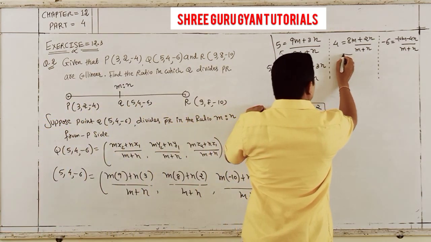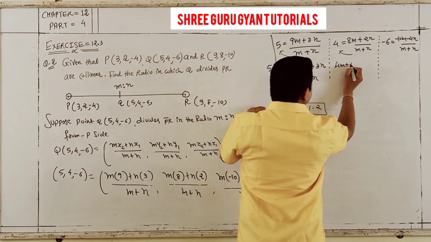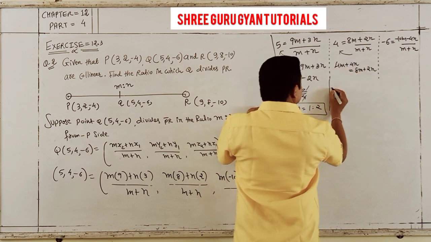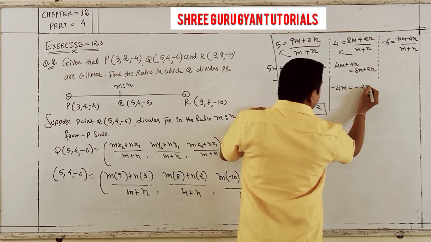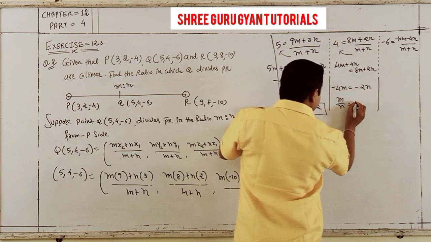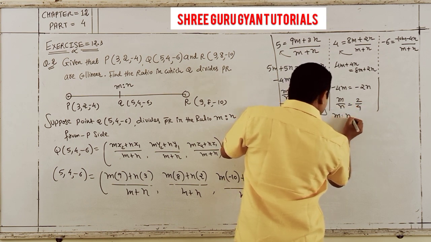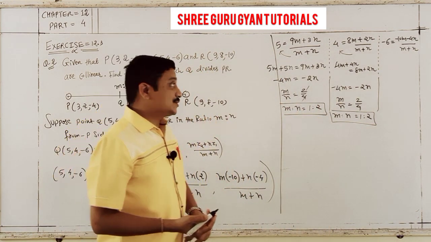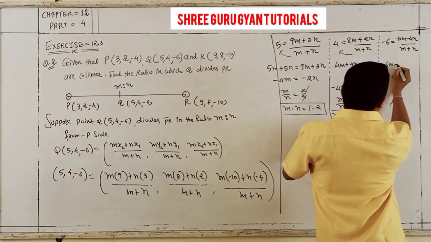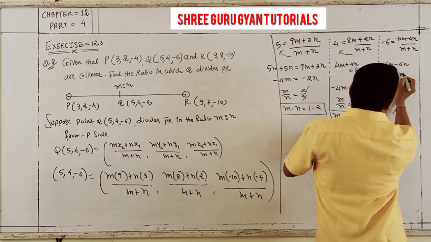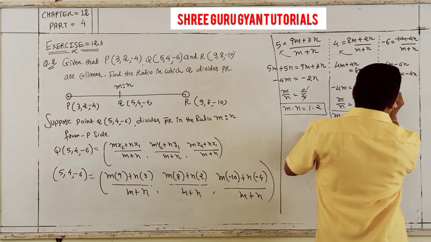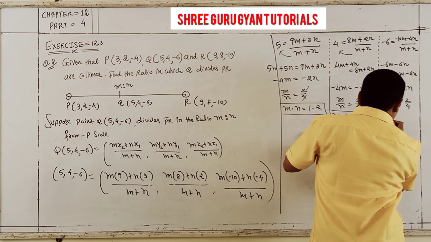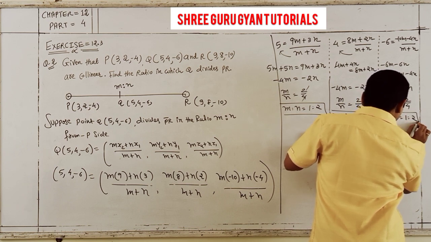Same here, students. If you multiply it, 4m plus 4n equals 8m plus 2n. So it is -4m and here -2n. So m by n is again 2 by 4. So m ratio n is 1 ratio 2. The third case is also the same, as you can calculate: -6m minus 6n equals -10m minus 4n. That becomes 4m and 2n, so m by n is 2 by 4, which is 1 ratio 2.